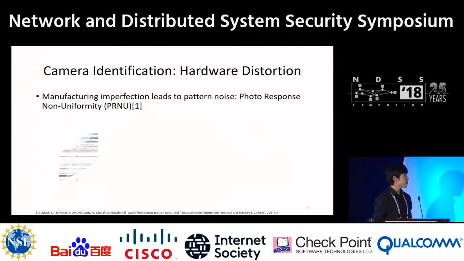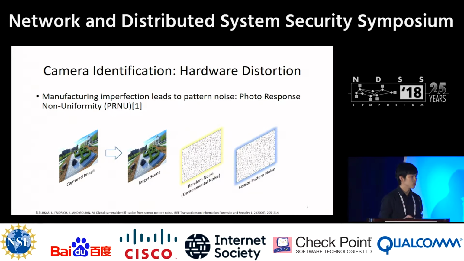Different from environmental noise, which is usually random, the sensor pattern noise is persistent and unique in each individual camera. So you can use them to identify individual camera.